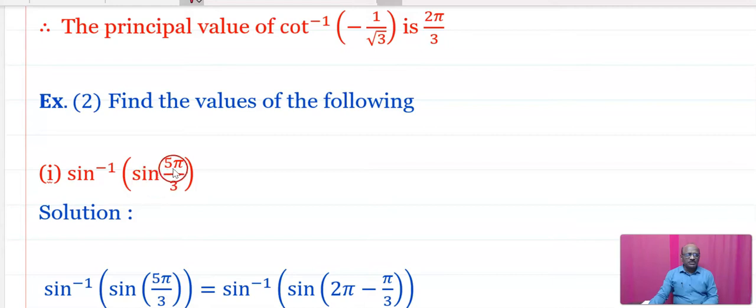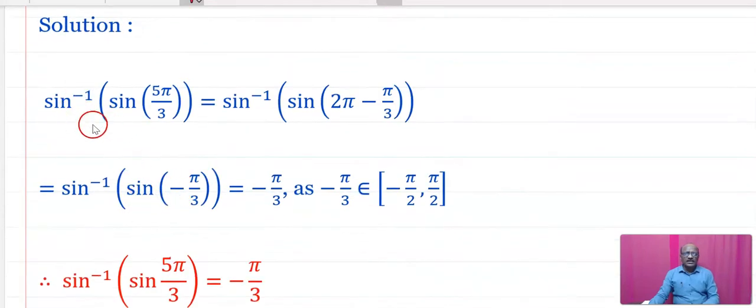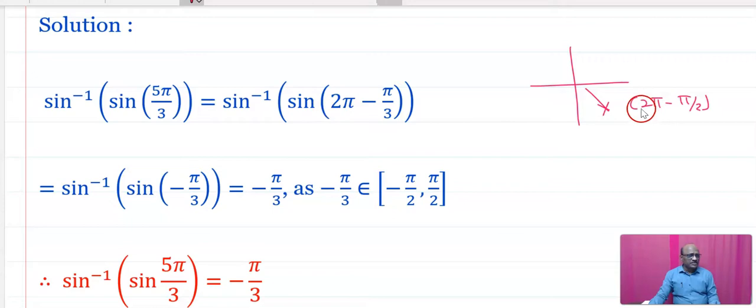Sine inverse of sine of 5 pi by 3. Sine inverse of sine of 5 pi by 3 is equal to sine inverse of sine of, this 5 pi by 3 can be written as 2 pi minus pi by 3. Therefore, sine of 2 pi minus theta will come in the fourth quadrant. Here it will be 2 pi minus pi by 3, sine. It is in the fourth quadrant.